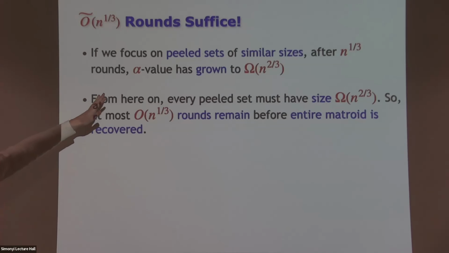And I should say that here I'm assuming the sets are similar sizes, but you can just do geometric grouping, and the argument still goes through. The growth rate lemma isn't that sensitive to the ratio of sizes between sets.